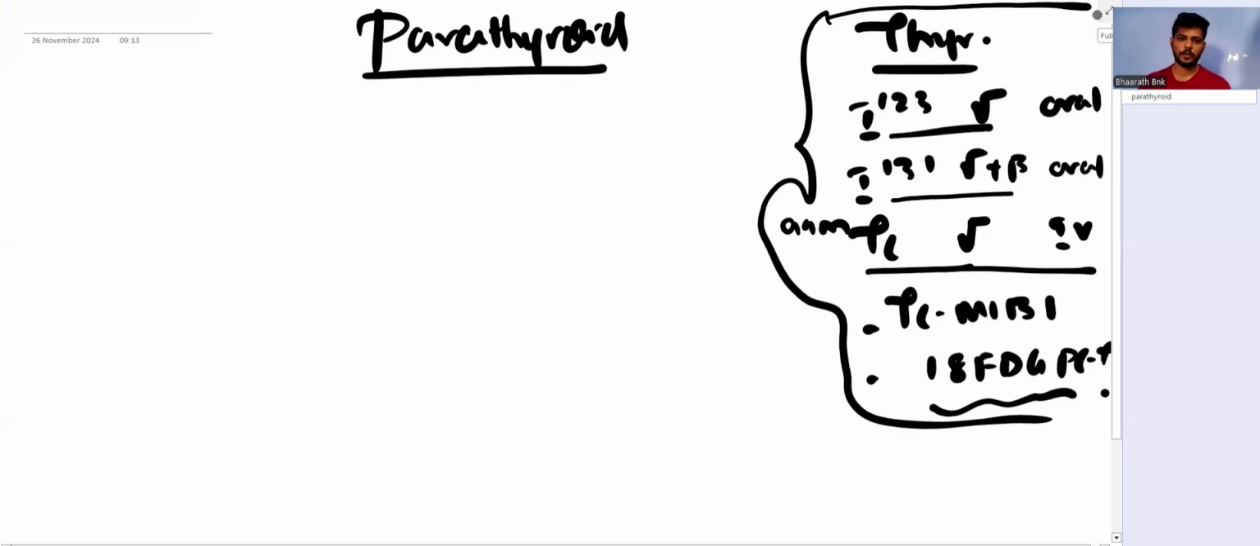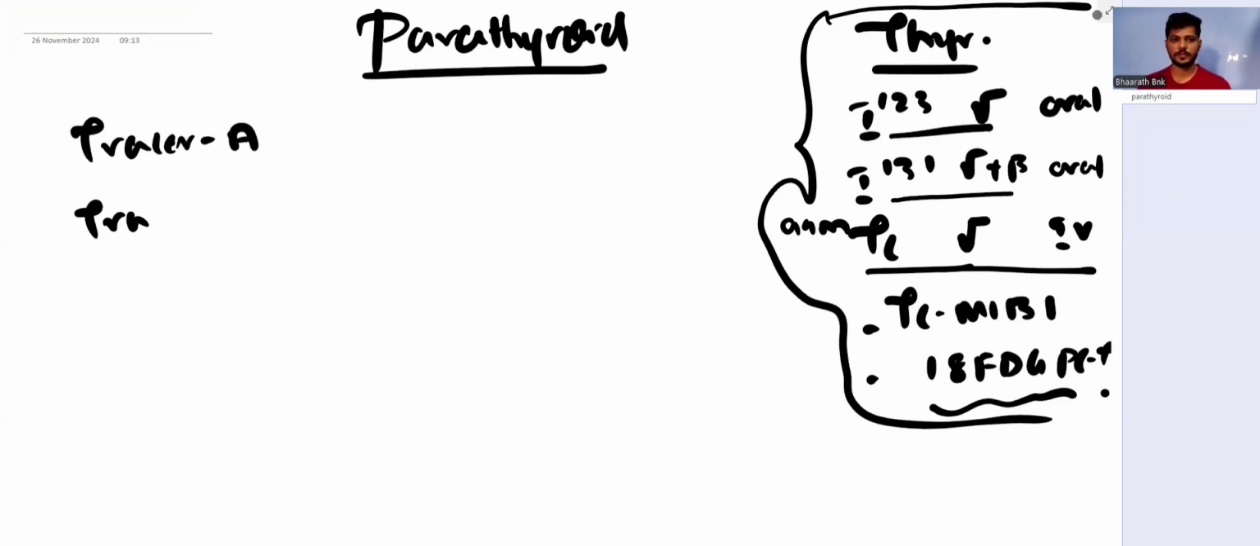When it comes to parathyroid, initially they did not have a radioactive iodine which would be taken up selectively by the parathyroid. So what they did is they took a tracer A and tracer B. They took two tracers. The first tracer would be taken up by both thyroid and parathyroid, and the second tracer would be taken up only by the thyroid.